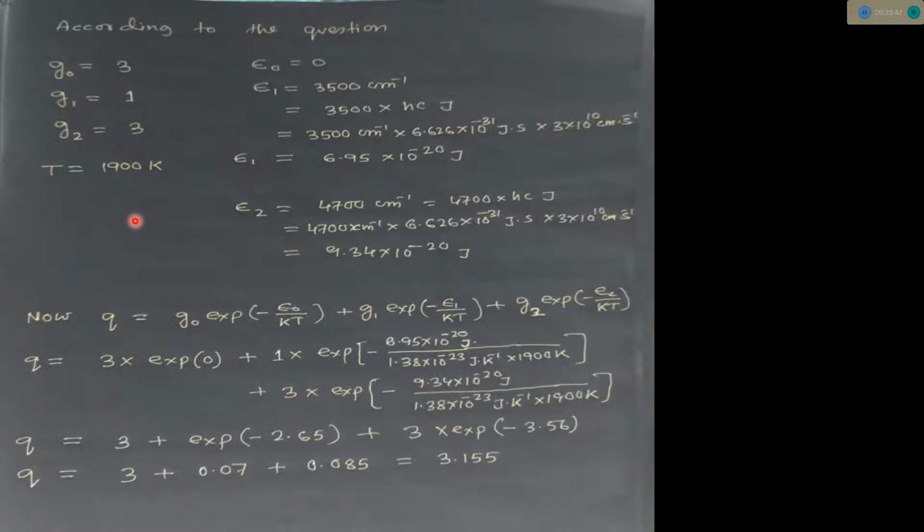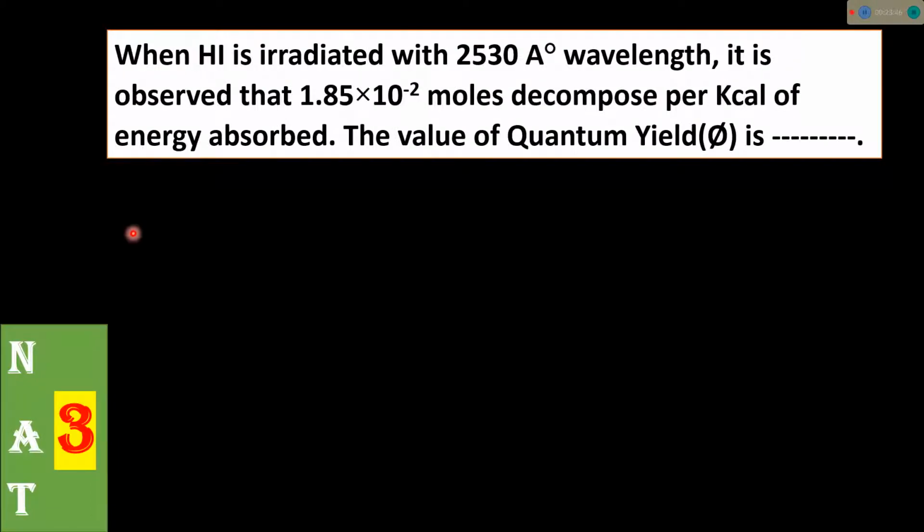So let's move to the next question. Question number 3, NAT 3, from physical photochemistry. The question says that when hydrogen iodide, HI, is irradiated with 2530 angstrom wavelength, it is observed that 1.85 into 10 to the minus 2 moles decompose per kilocalorie of energy absorbed. The value of the quantum yield is.